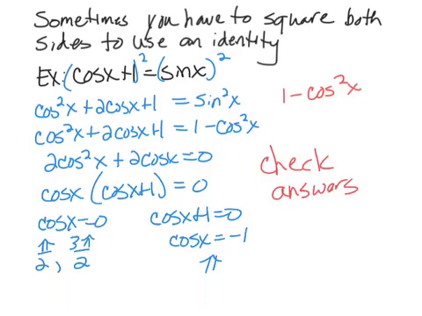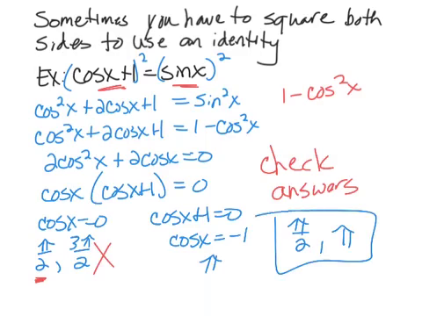And if you do that, pi over 2 is good, because the cosine of pi over 2 is positive 1, and that checks out here. But what doesn't check out is 3 pi over 2, so I can't use it. So my solutions in this case are only going to be pi over 2, and then if you try out pi, that also works. So you have to check your answers when you're squaring both sides.